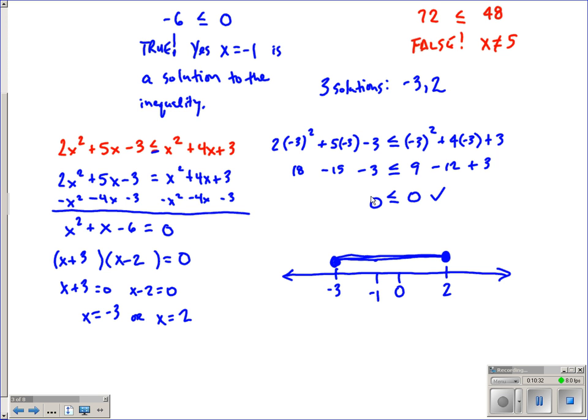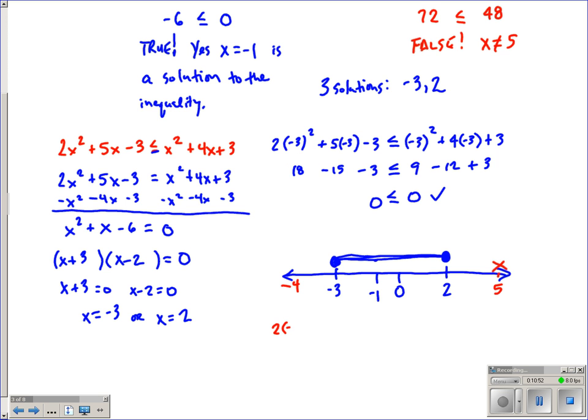Outside here, we tried a 5. We tried 5 over here, right? We tried 5, and 5 did not work. Okay, what do you think is going to happen over here? Do you think they will work or not work? Let's say you plug in a -4. Would -4 work in there?